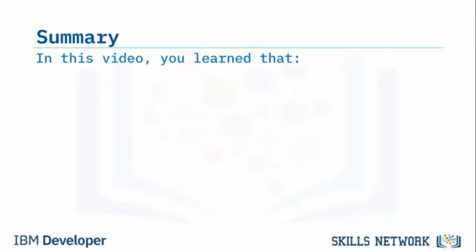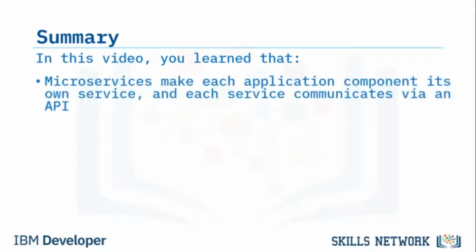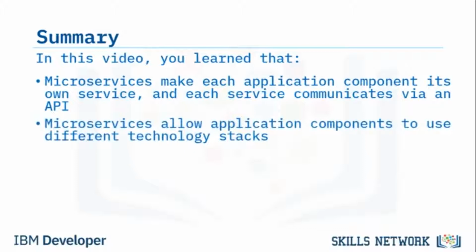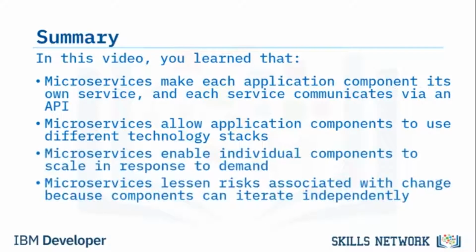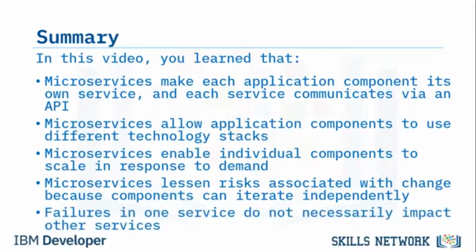In this video, you learned that microservices make each application component its own service, and each service communicates via an API. Microservices allow application components to use different technology stacks. Microservices enable individual components to scale in response to demand. Microservices lessen risks associated with change because components can iterate independently. Failures in one service do not necessarily impact other services.